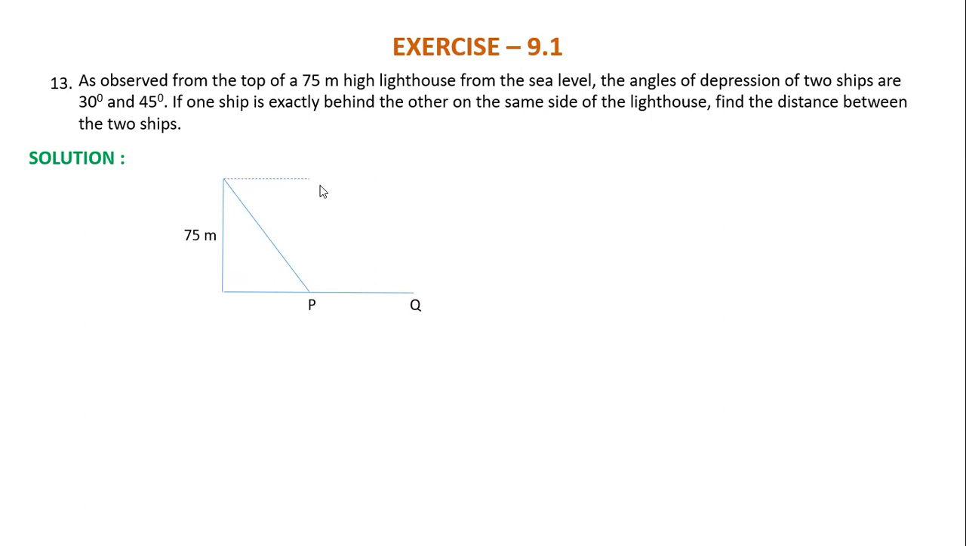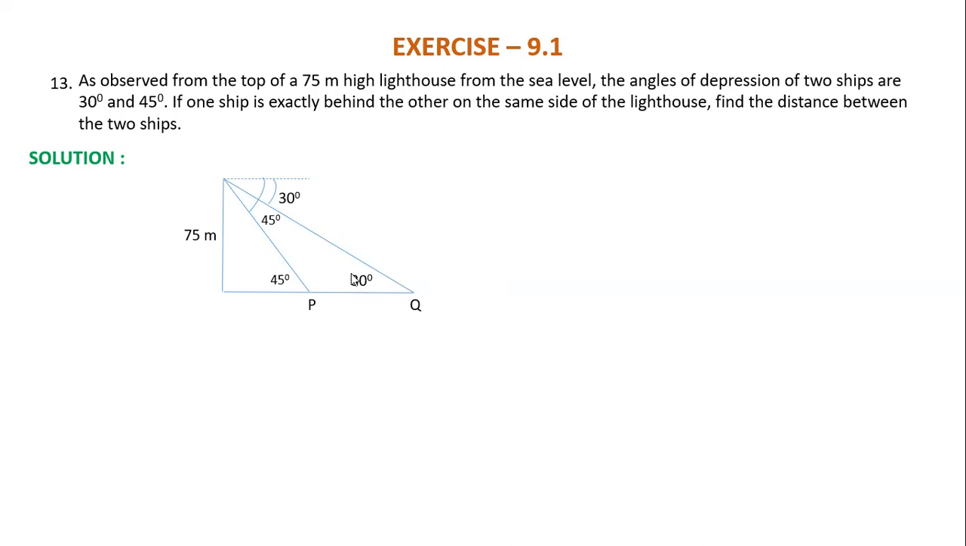So if this is the line of sight, this angle is the angle of depression, which is 45 degrees. If this is 45, this should also be 45. Why? Because they are alternate angles. Now he looks at this ship which is behind, Q. He measures this angle as 30 degrees. If this is 30, this should also be 30, alternate angles. So depression angles can be taken to the ground also because they are alternate angles.